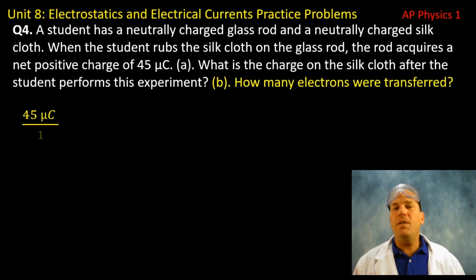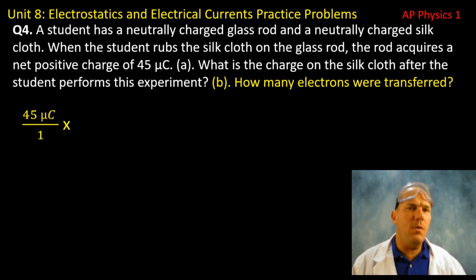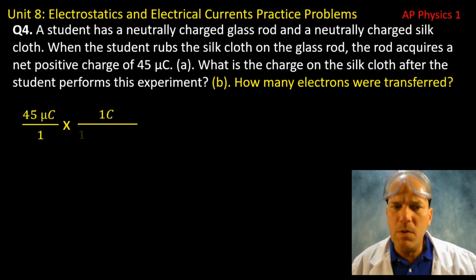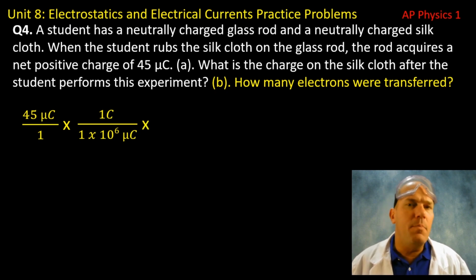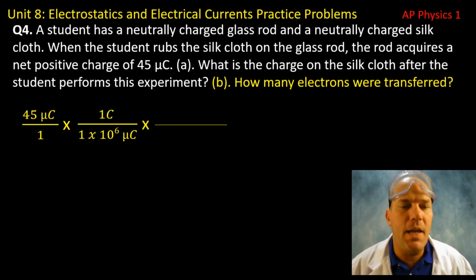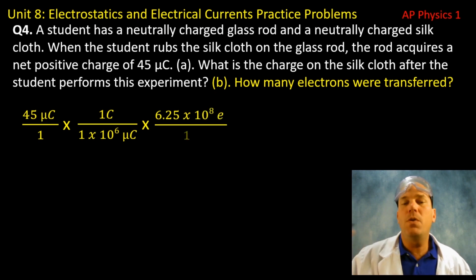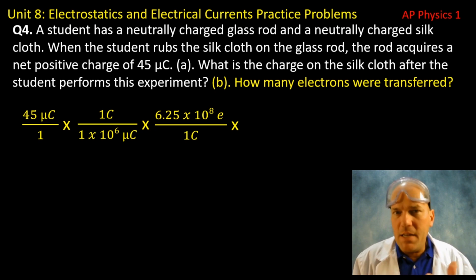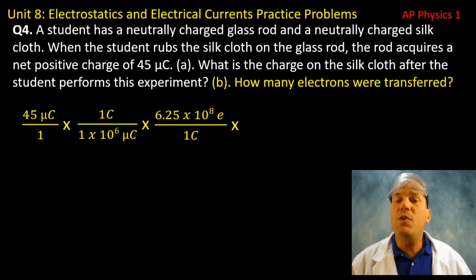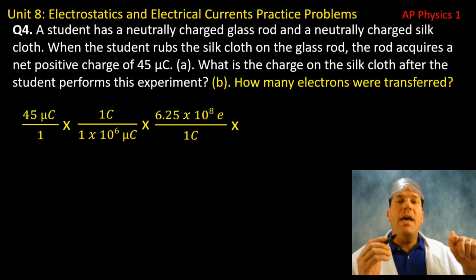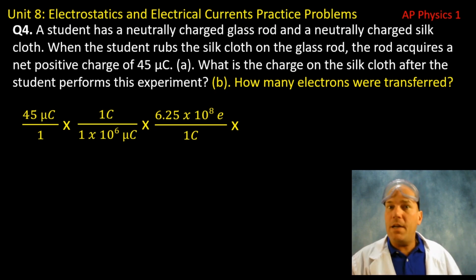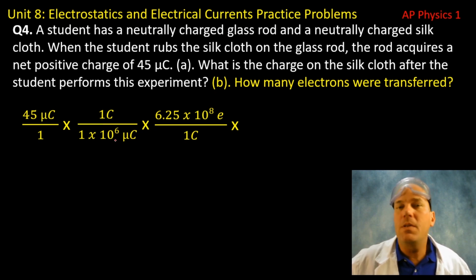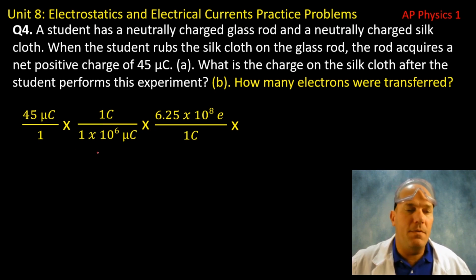Okay, so we had 45 microcoulombs. Well, recall that there are 1 million microcoulombs in 1 coulomb. So using dimensional analysis, we can get that converted over into coulombs. And the next piece would be to understand that in 1 coulomb, there are 6.25 times 10 to the 18th elementary charges or particles or electrons or protons, whatever you are dealing with. So that is also laid out on the problem set in one of the facts.